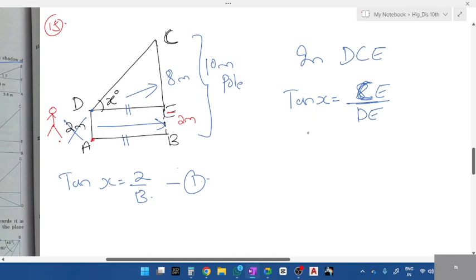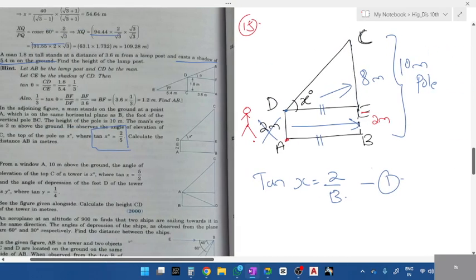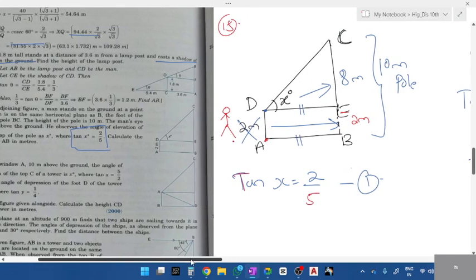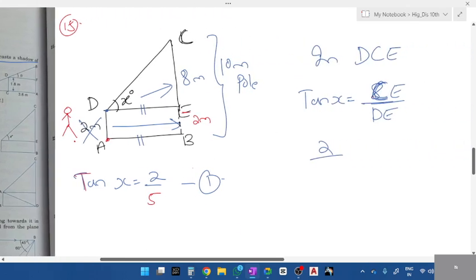Did you understand? Now we have tan x is 2 by 5. Because they have already mentioned tan here, we don't need to consider any other sin or cos. According to tan, I have taken tan x is CE by DE. So 2 by 5 is equal to CE, which is 8 meters, over DE. Keep DE as it is. Find the value of DE.